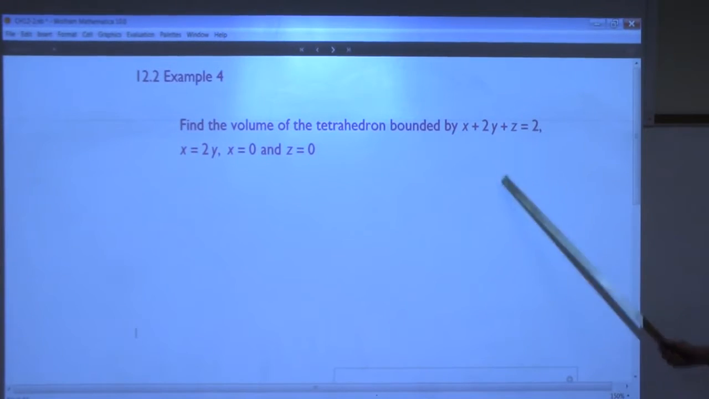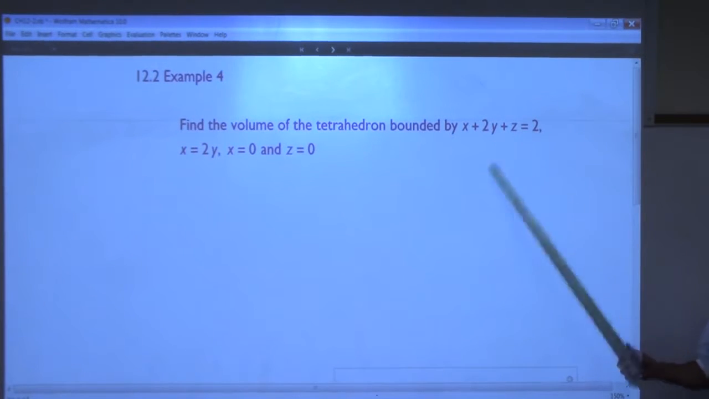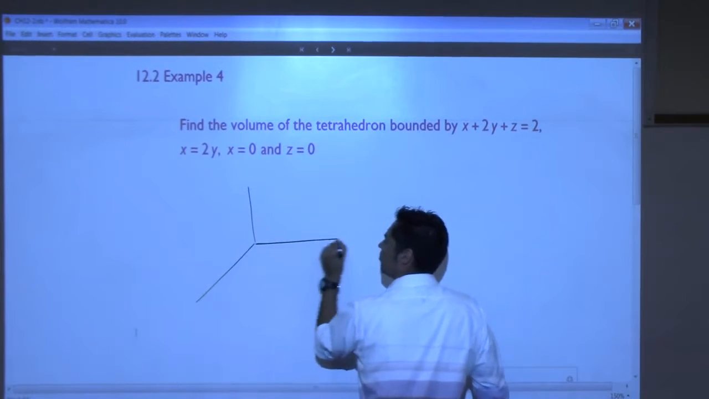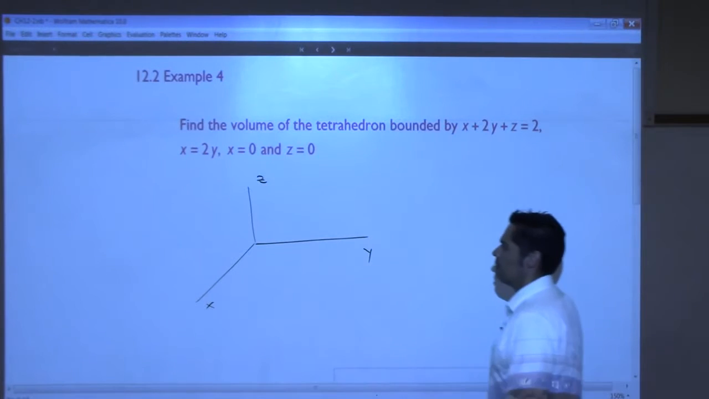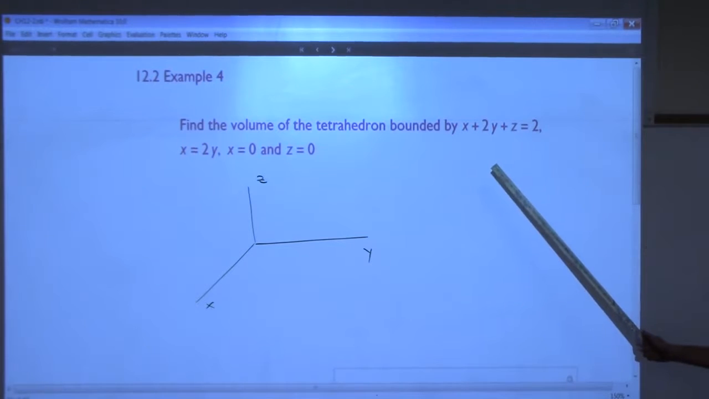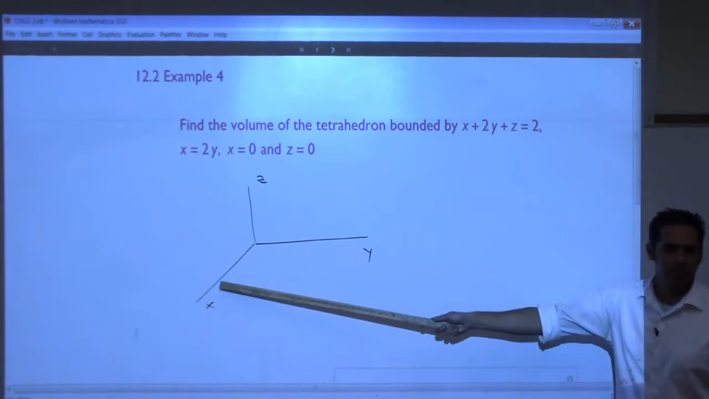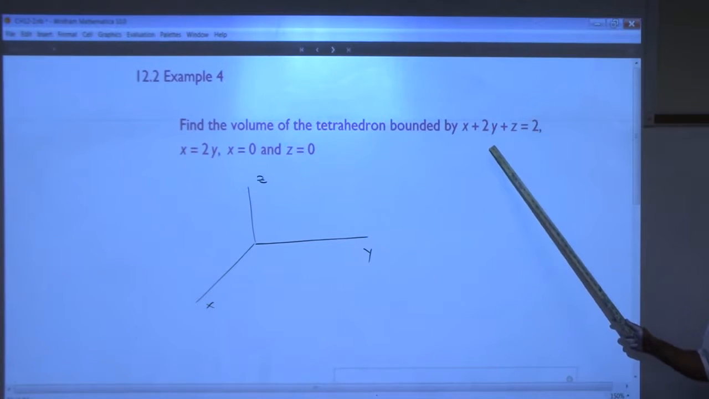So let's agree with something here. Let's try and draw this. I don't think we've ever tried to draw a plane the way I'm about to do it. Let me just try and draw. There's my X, my Y, my Z. All right, let me try and find if this plane hits the x-axis. Does this plane hit the x-axis? If so, where?